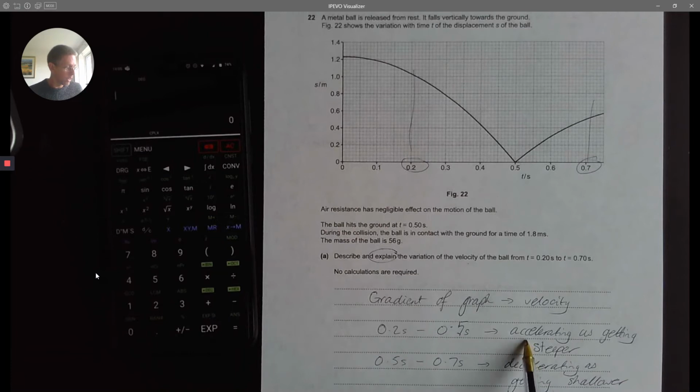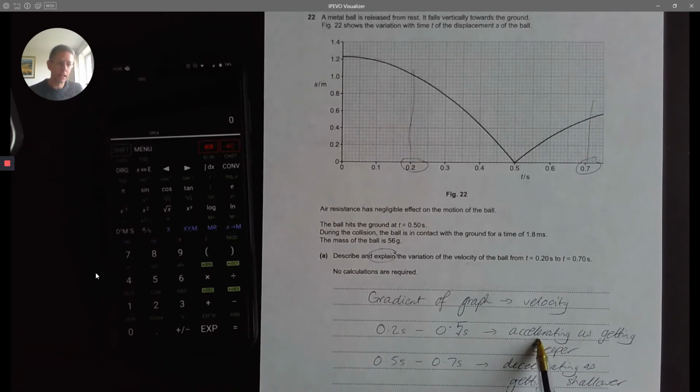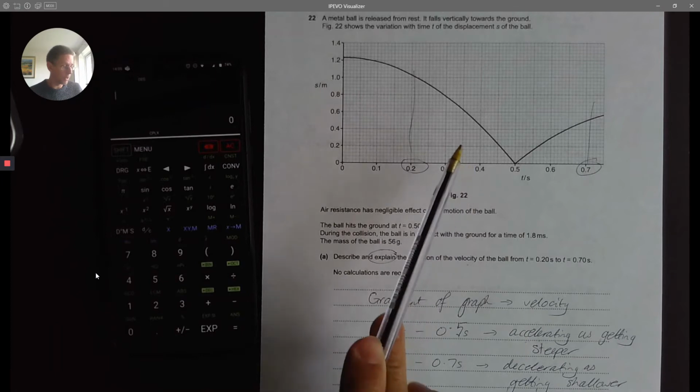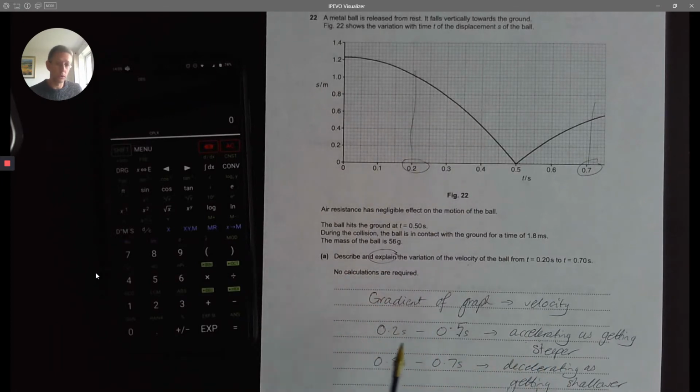So if you're claiming that something's accelerating, they want you to explain the word accelerating. Why have you used that? Why do you know it's accelerating? They're not asking you to explain physically why the ball is accelerating. They don't want you to say things like the force due to gravity is pulling the ball down and F equals ma means that there'll be some acceleration. The word explain is referring to: can you use the graph to explain your conclusion?